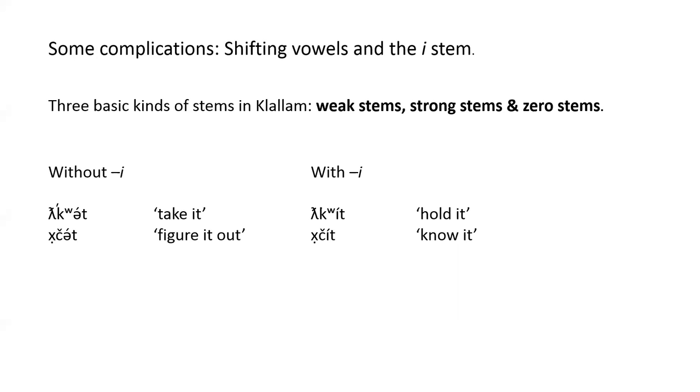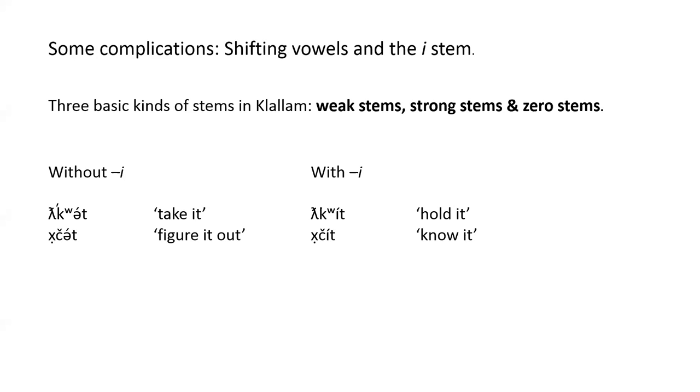In weak stems, an accented vowel moves to the right, switching places with a consonant to the right. An example of a weak stem is mis, choose it, or mis, choose. When a suffix is added, the i and the s change places. The i moves to the right of the s. So mist, choose it, becomes mistum, is chosen. When the passive suffix is added, the schwa after the m is inserted to help pronunciation.